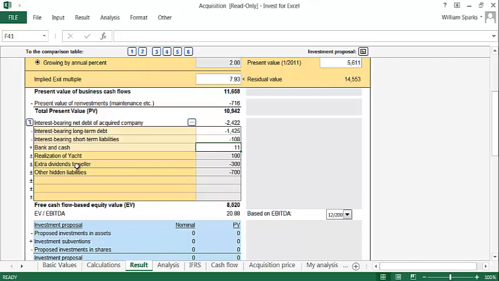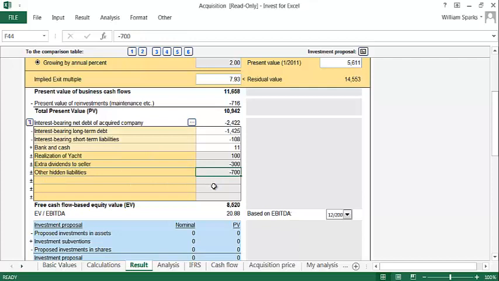But then here I made some manual adjustments. Maybe the buyer also knows that this company owns a yacht worth 100,000 and it's not needed for the business, that it can be sold immediately at that price. So we take that also into account, increase by 100,000. Then the sellers still want to have some dividends before it's sold, 300,000. Okay, that's deducted.